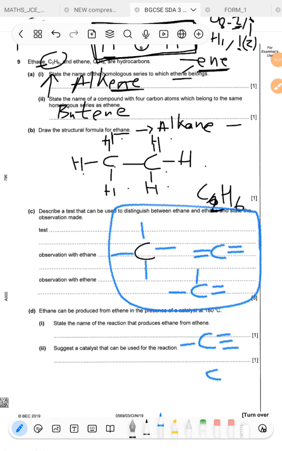Whenever you're drawing a carbon and you count the number of dashes pointing at one carbon, you should only have a maximum of 4 dashes. So 1, 2, 3, 4. 1, 2, 3, 4. All right.